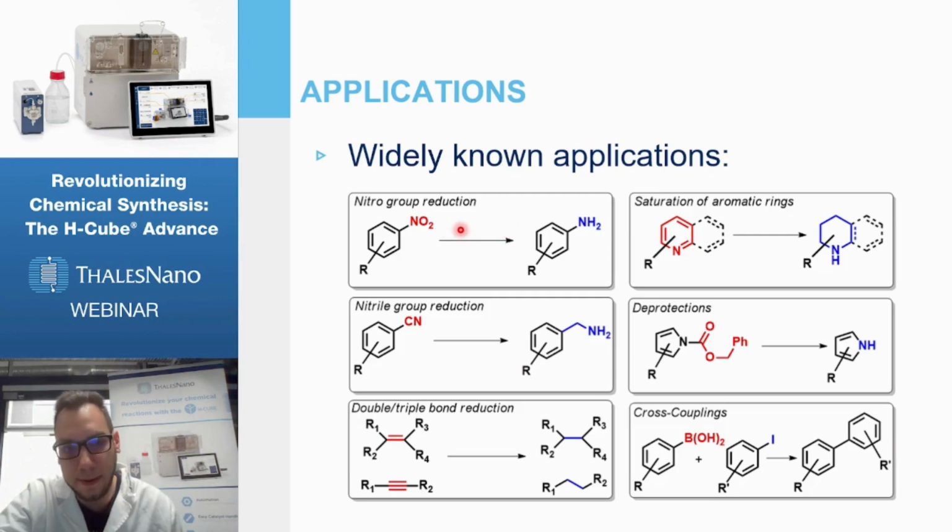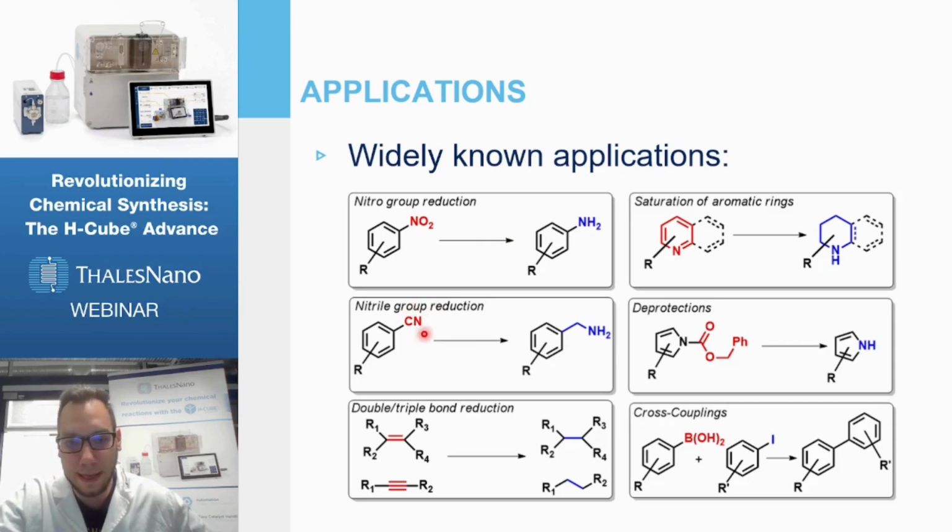Perhaps the most important in pharmaceutical chemistry is the reduction of nitro groups, which is a very important technique to make primary amines. So I would say this is the most widely used reaction type in the H-Cube series. This is what we have the most publications on. But that, of course, doesn't mean that this is the only type of reaction that you can do. We can do other types of reactions.